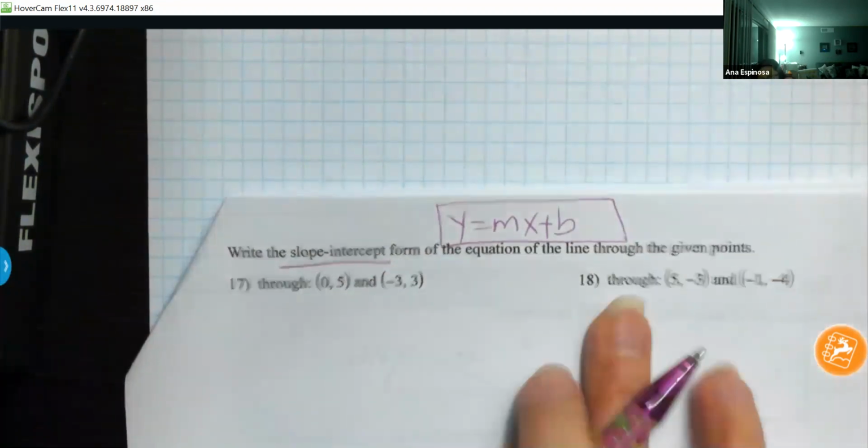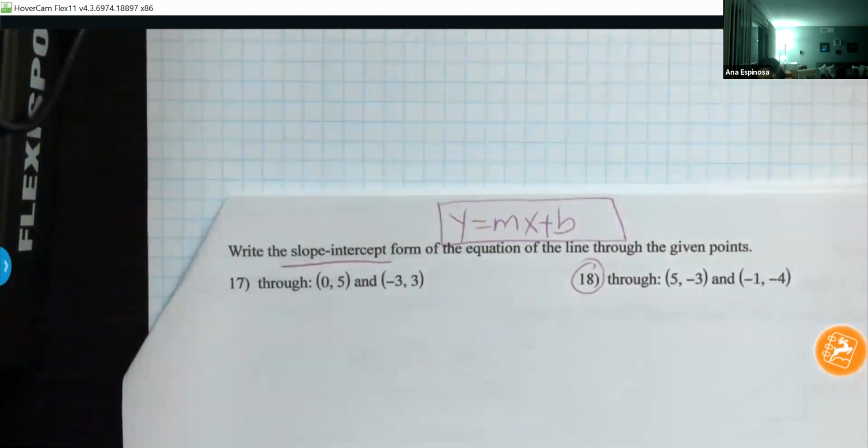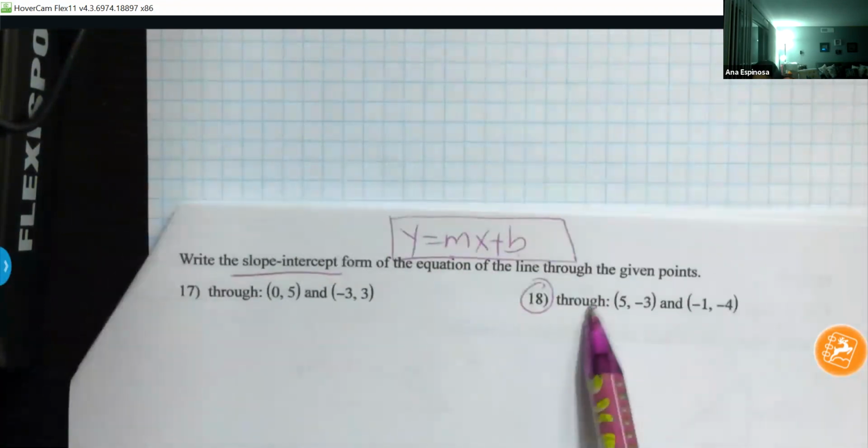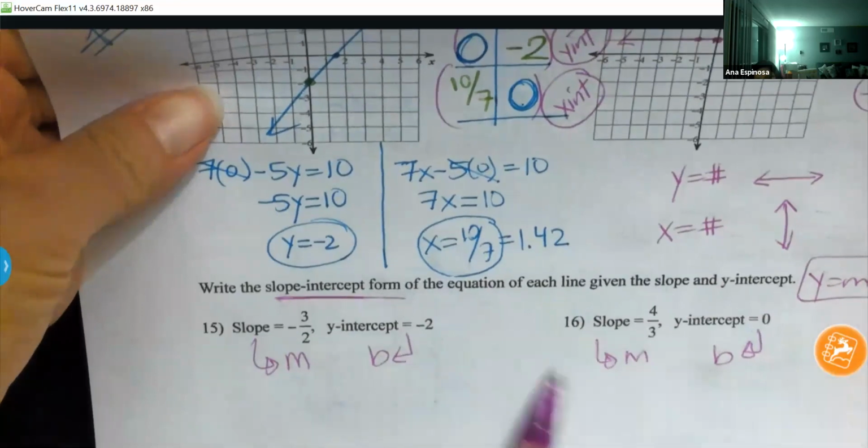I'm going to do the harder one, which is this one. I need M and I need B. I don't have M and I don't have B. I don't have any of that information. I do have it on the bottom of this page, page 2, but not on here. So I'm going to have to do some work.